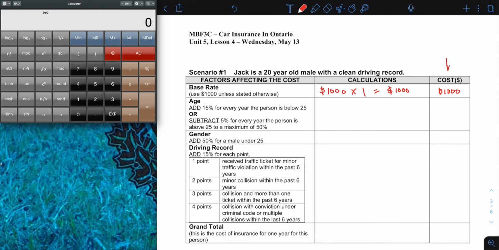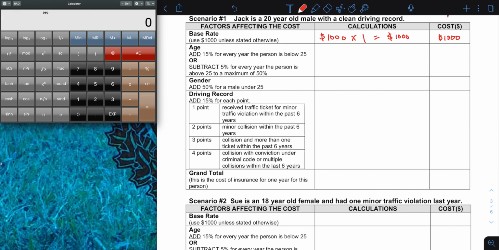And then at the very end, what you're going to do is add them all up, so you can come up with a grand total amount of money. Okay, so here's what's going to happen. We're just going to take a look at the first bullet here, the first factor. We're going to add 15% for every year the person is below 25. So let's figure out what 15% of 1,000 is. That'll be our first step.